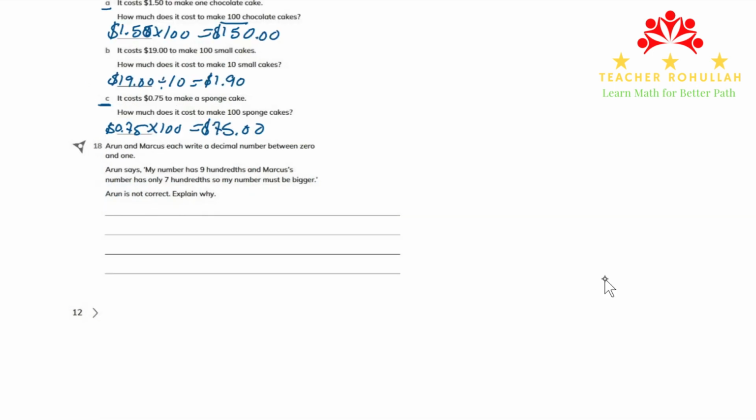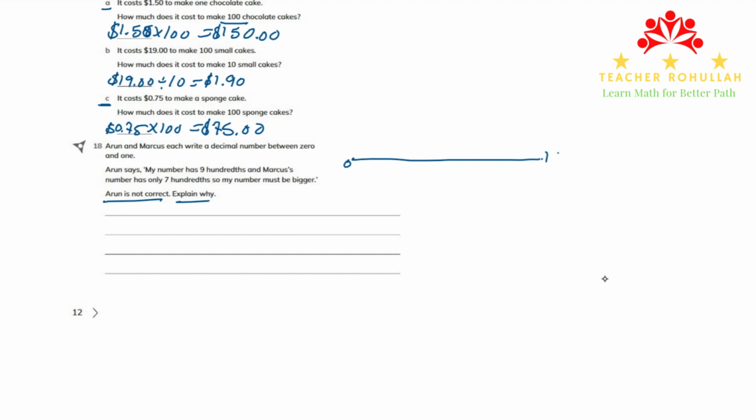In question 18, it says, Arun and Marcus each write a decimal number between 0 and 1. This is 0 and this is 1. So they write a number between these 2 points, 0 and 1. Arun says, my number has 9 hundredths and Marcus' number has only 7 hundredths. So my number must be bigger. Now it says Arun is not correct. Explain why.